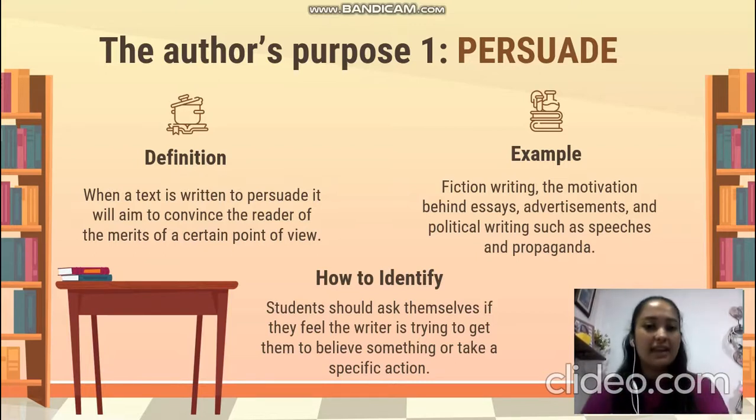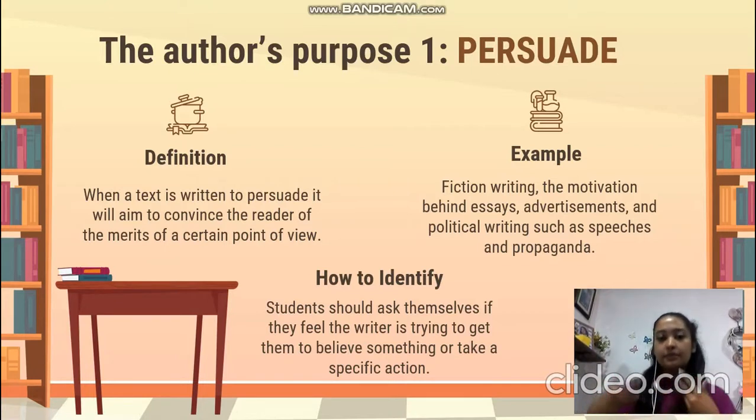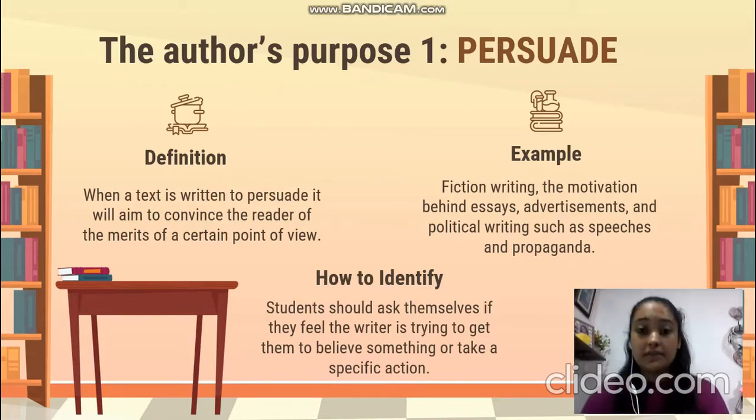And how can we identify it? To identify when the author's purpose is to persuade, a student should ask themselves if the writer is trying to get them to believe something or to take a specific action. They should also learn to identify the various techniques, tactics, and strategies used in persuasive writing, such as repetition, various types of supporting evidence, hyperbole, and attacking opposing viewpoints. So here the teacher has to teach the students how to recognize persuasive writing.